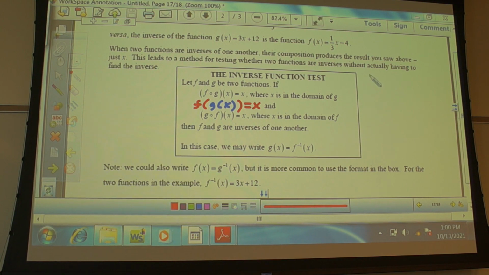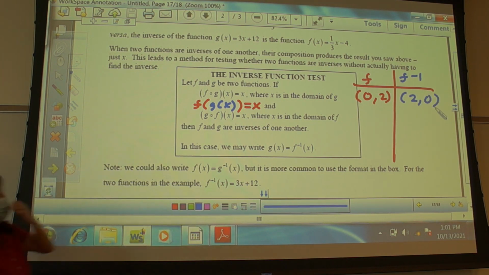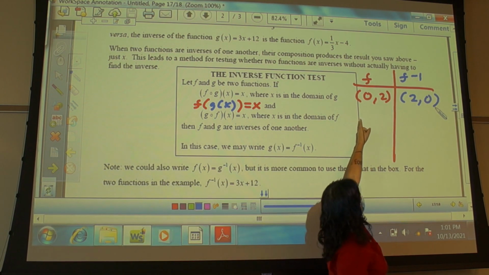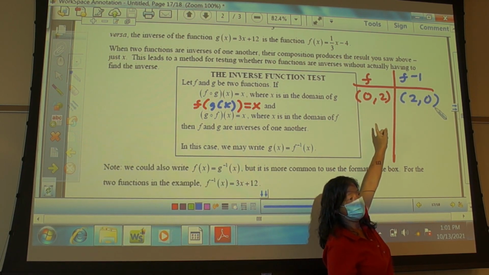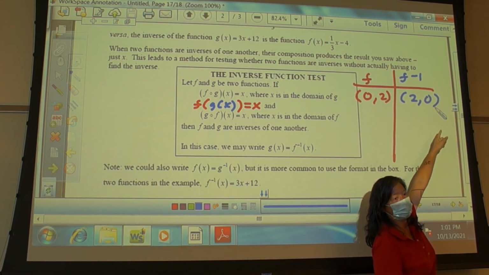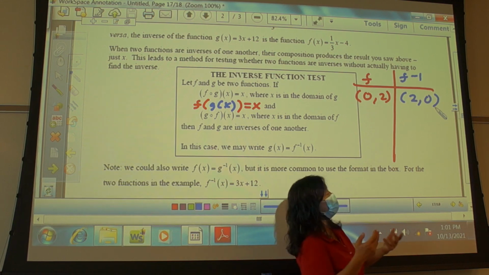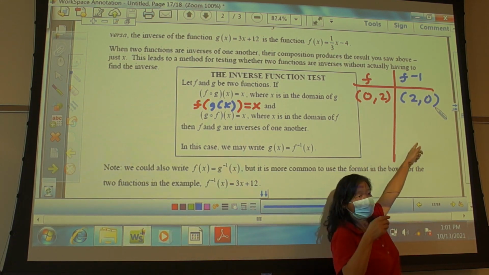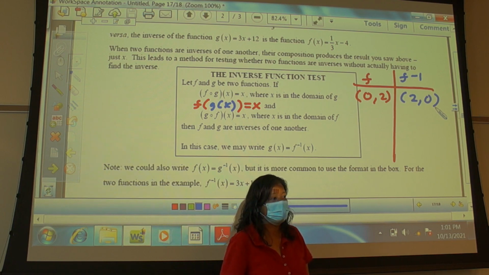Okay, so here's my function f. Here's my function f inverse. If my function f has the point (0, 2) on it, what does f inverse have? (2, 0). Great. That means that if I input 0, I'll output 2. If I take that 2 and put it into the inverse, I'll get an output of 0. So 0 will take me to 2, and then 2 will take me back to 0. I get back what I started with.